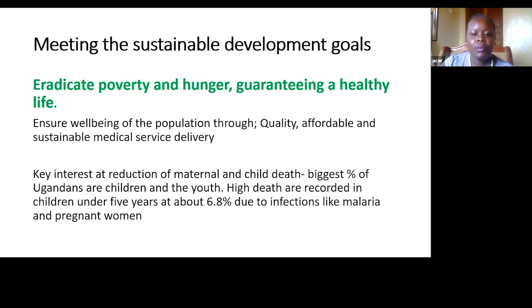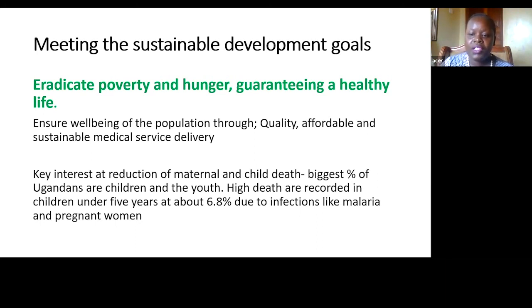So ensuring the well-being of our population through quality, the care given should be of quality, should be affordable, and the sustainable medical service delivery. The health workers or the health givers should be available, not to have a patient come in and the intensivist is not available, the lab person is not available. So our key interest should really look at reduction of maternal and child death. Most of the deaths in Uganda are attributed to our children dying before the age of 5 years and pregnant women, and they die because of preventable conditions.